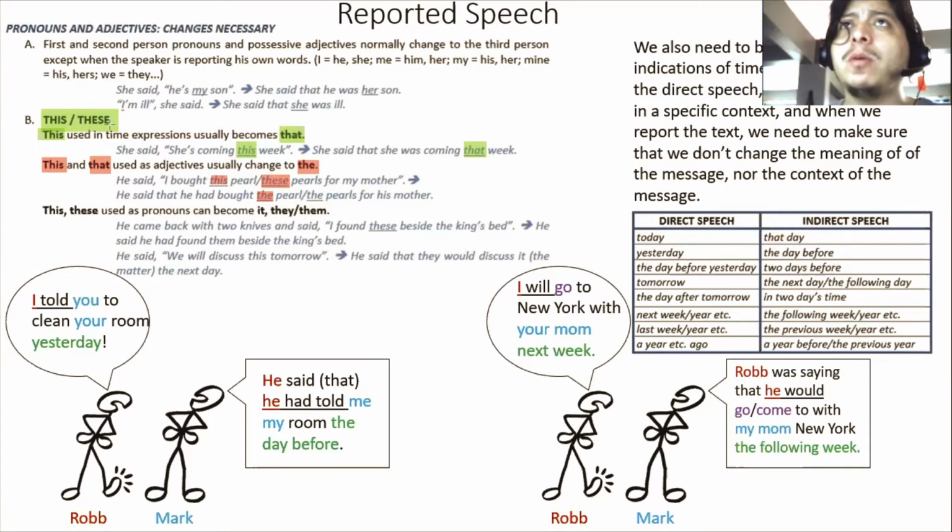Pero también lo podemos utilizar como una expresión de tiempo. Cuando es una expresión de tiempo, esta semana, este viernes, este domingo, I will see him this Friday, I will come this week, we will pay this month, ¿ok? Cuando lo estamos usando como expresión de tiempo, antes de this week, this month, this year, this Thursday, lo que sea, entonces this cambia a that, ¿sí? O this también cambia a that.